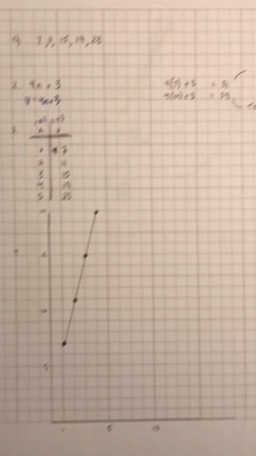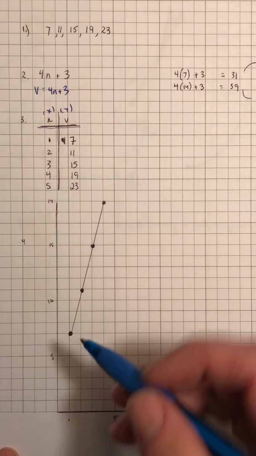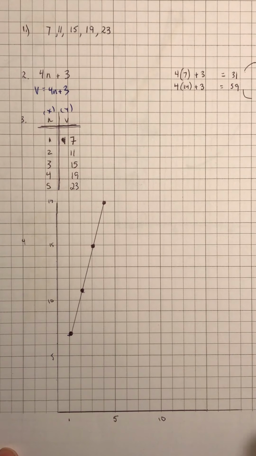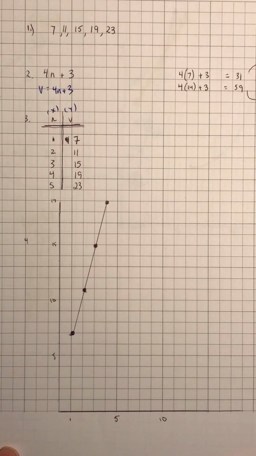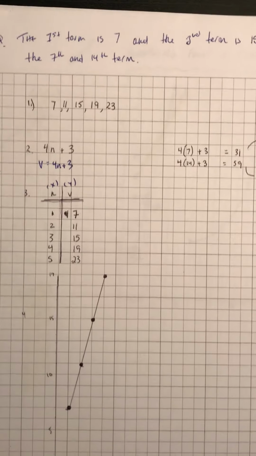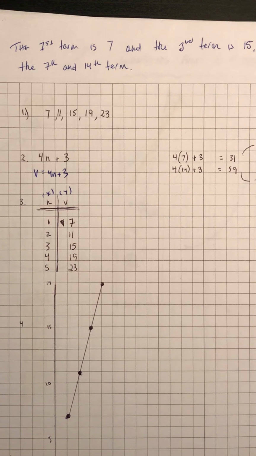Okay, if we go ahead and graph that, first term 7, second term 11, and so forth like that. We've got a really steep trajectory with our line. That's it, guys. That's really just how we put together that question.